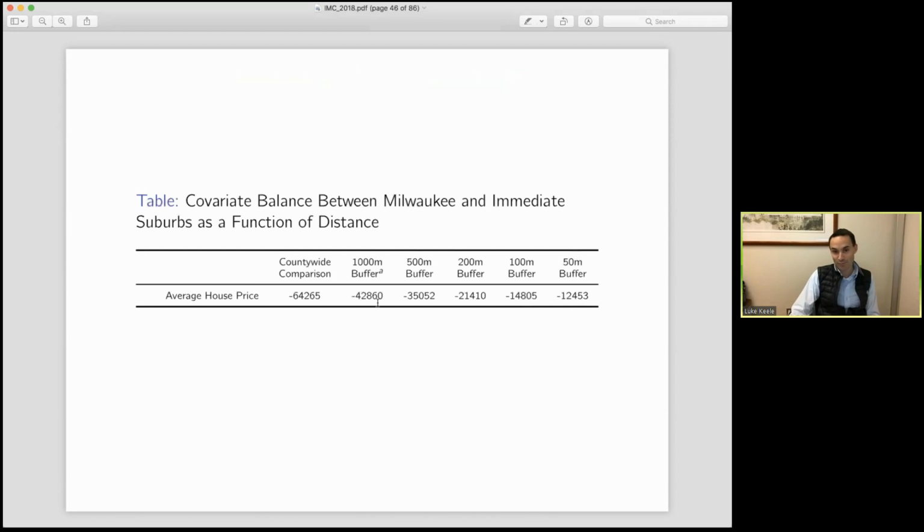You can see that if you get out to there, it's dropped. It's still fairly substantial. And if you get closer and closer, here we're talking about people who live within 50 meters of either side of the border, we're still at a $12,000 difference. That is, homes are still $12,000 cheaper in Milwaukee. So, as I said, something's going on. Geography is clearly making people more similar, but there's still some clear difference between people right at that border.